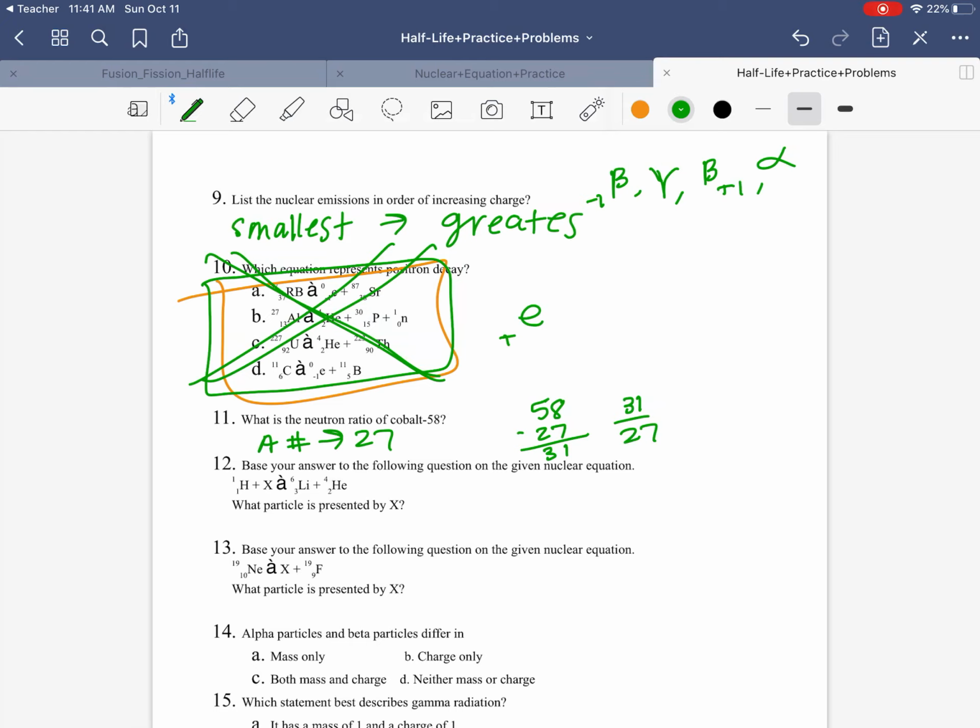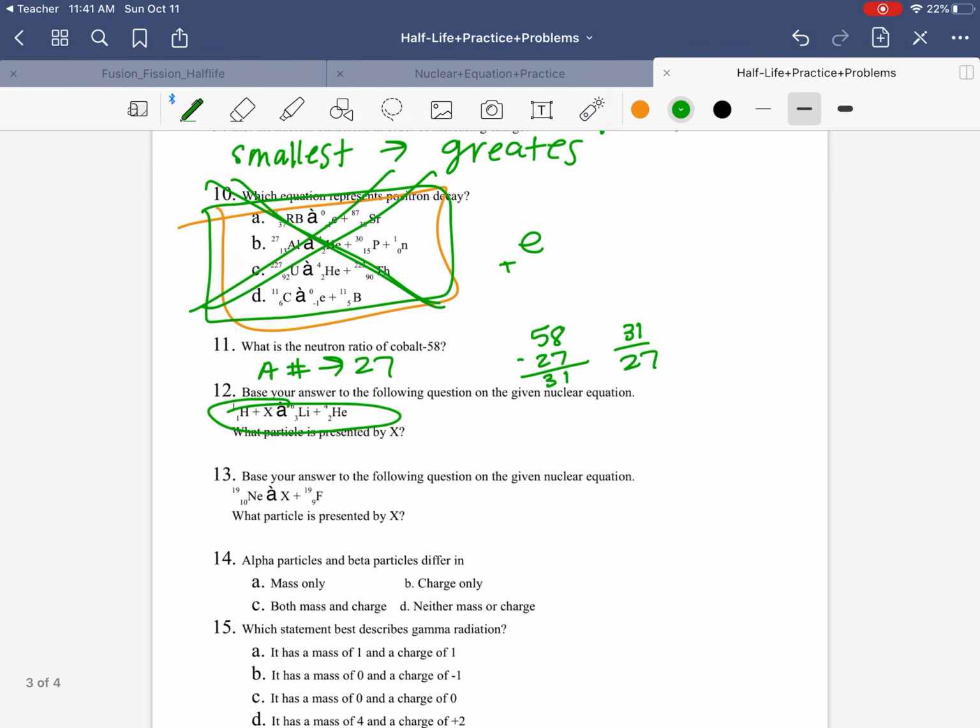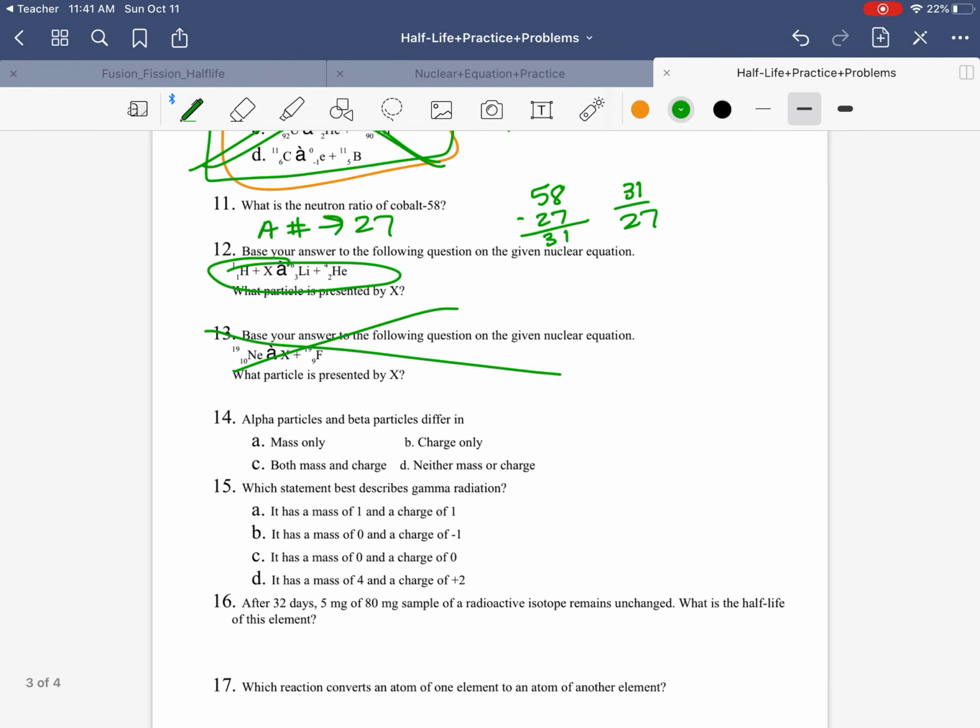Base your answer on the following question on the given nuclear equation. What element or what particle is represented by X? You can see how weird mine looks, so I'll post the answers of this. We won't do this one either.